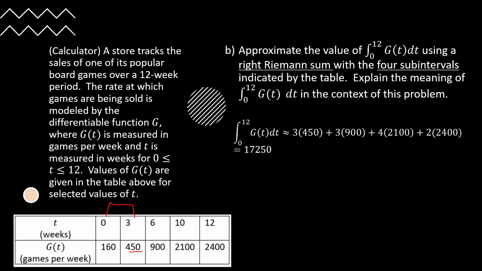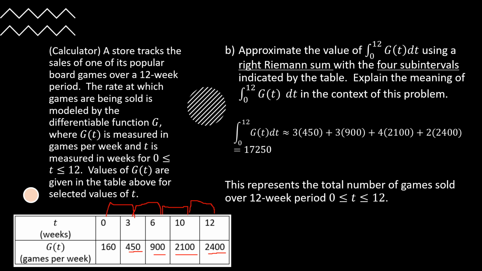And then from 3 to 6, that change is 3, and I'm going to use the right of that interval, which is 900. From 6 to 10, the change is 4, and on the right-hand side of that, I'm using the 2100. And then from 10 to 12, the change is 2, and I'm using the 2400. Adding all that up with my calculator, I get 17,250, which represents the total number of games approximately sold in the 12-week period.